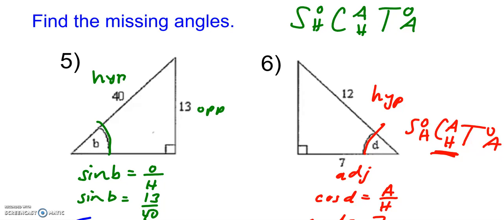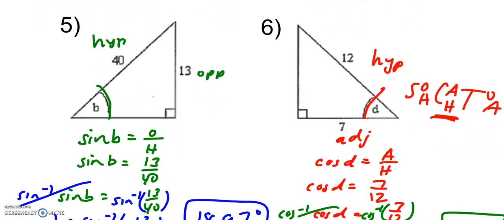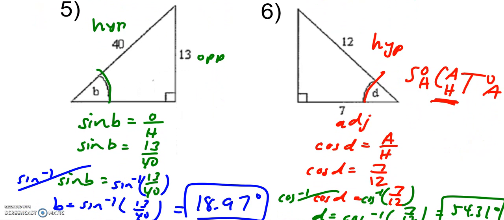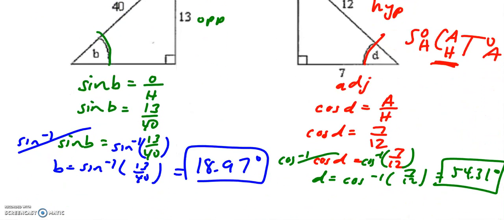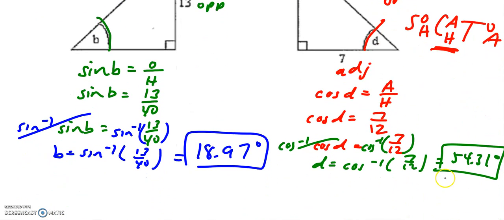I want to scroll down here and show you my work for numbers 5 and 6. If you got these correct, great job. My answer for number 5 was 18.97 degrees. You might notice that I am consistently measuring to the nearest hundredth. I don't know why that skipped there. The answer I got for number 6 was 54.31.